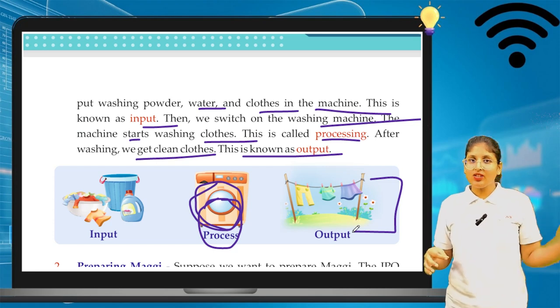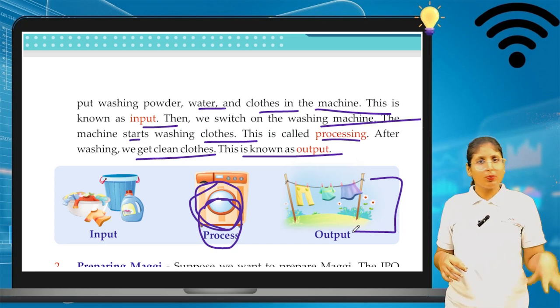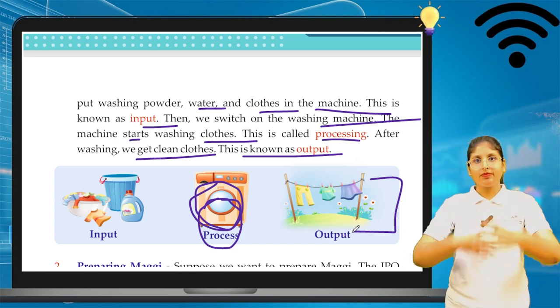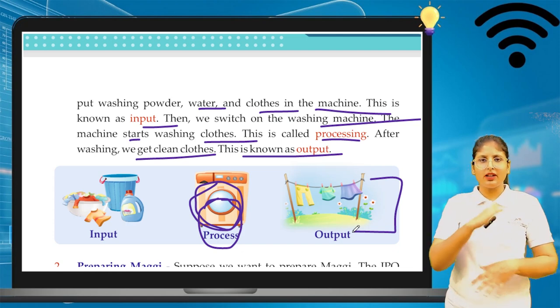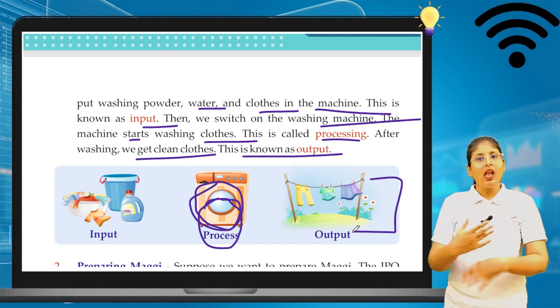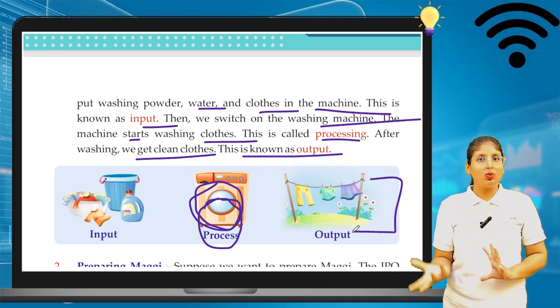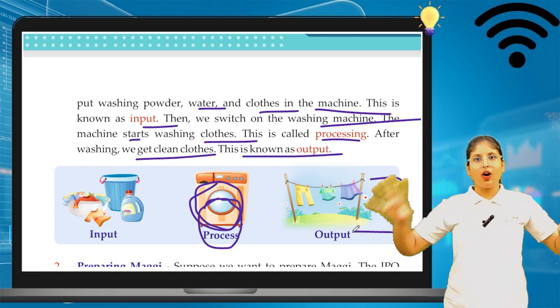Okay, so first we will do input. We will put all the clothes in the machine, with washing powder. This is input. Then the process, the machine is working. We can select a timer also, 5 minutes to wash, and dryer also. So this is the process, and the output result is that you get clean clothes. So this is input, process, output.